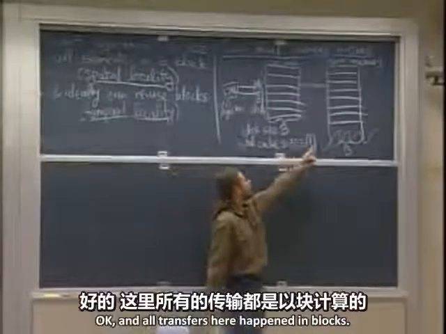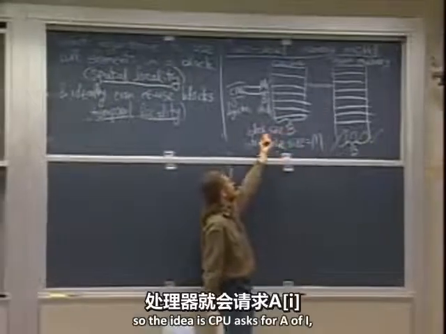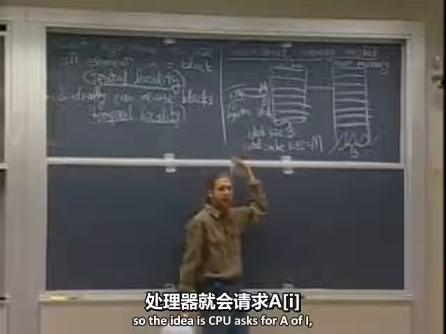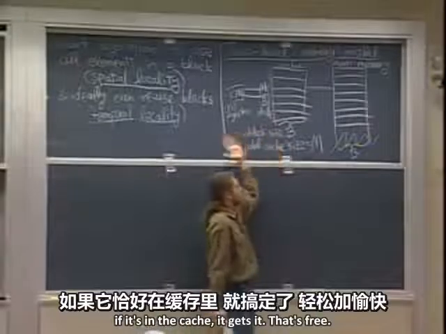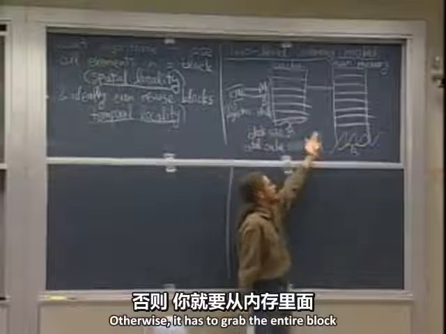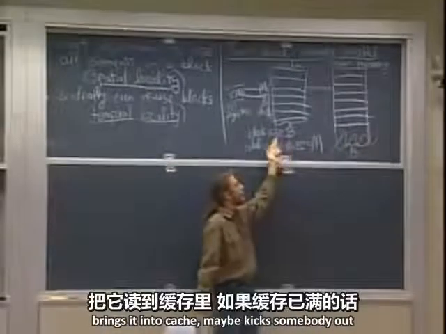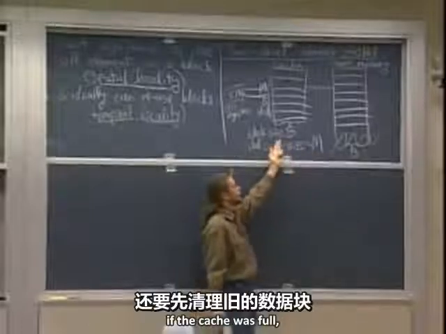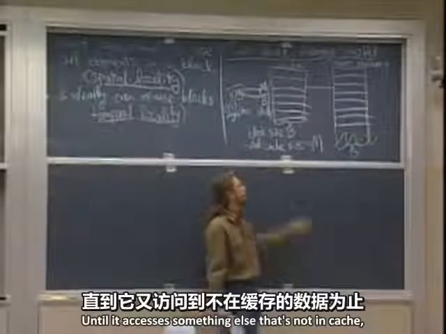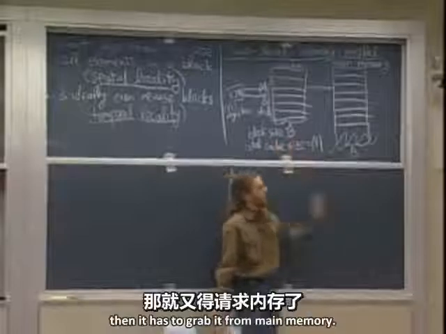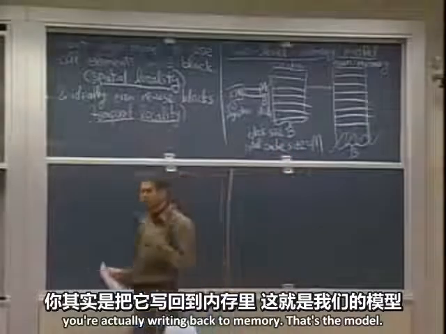Okay, and all transfers here happen in blocks. So when you don't have something, and so the idea is CPU asks for A of I, asks for something in memory. If it's in the cache, it gets it. That's free. Otherwise, it has to grab the entire block containing that element from main memory, brings it into cache, maybe kicks somebody out if the cache was full, and then the CPU can use that data and keep going until it accesses something else that's not in cache, then it has to grab it from main memory. When you kick something out, you're actually writing back to memory. Okay, that's the model.